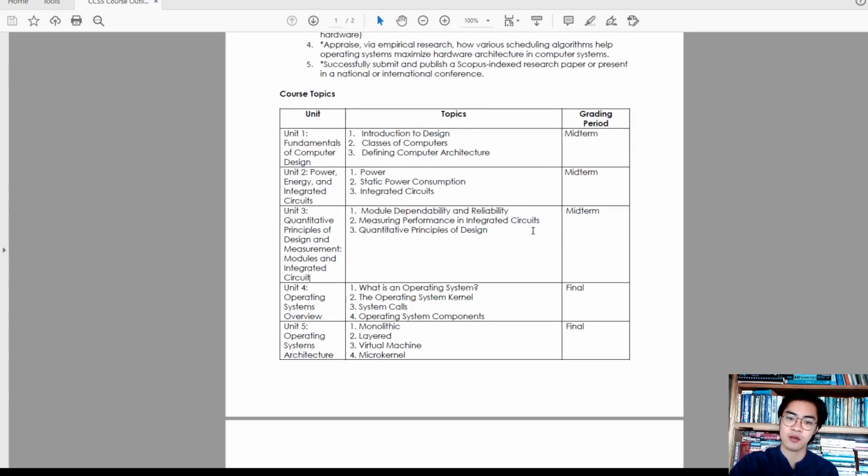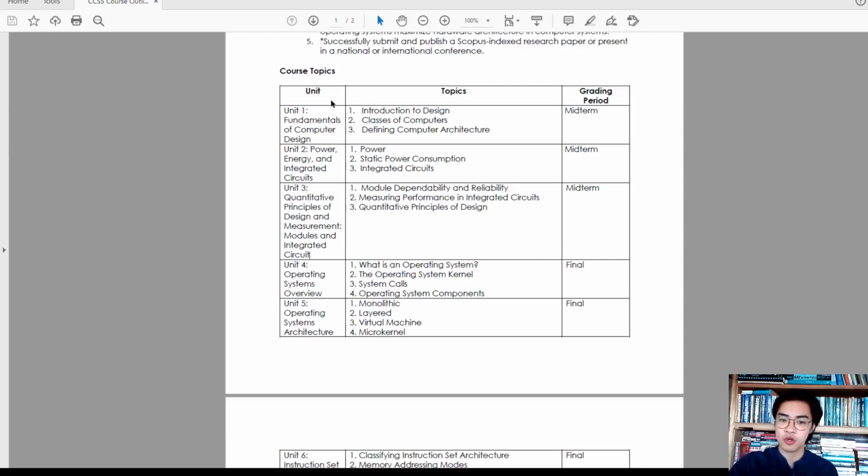So this is the breakdown of the units we're going to have. For the midterms, we're going to have units 1, 2, and 3. So unit 1 is just fundamentals of computer design. We have introduction to design, classes of computers, and defining computer architecture. So that's the first unit. The second unit is all about power, static power consumption, and integrated circuits. That's also going to be in the midterm. And the third is about quantitative principles of design and measurement, specifically on modules and integrated circuits, right? So we have module dependability and reliability, measuring performance in integrated circuits, and quantitative principles of design. Now those are your 3 units for midterms.